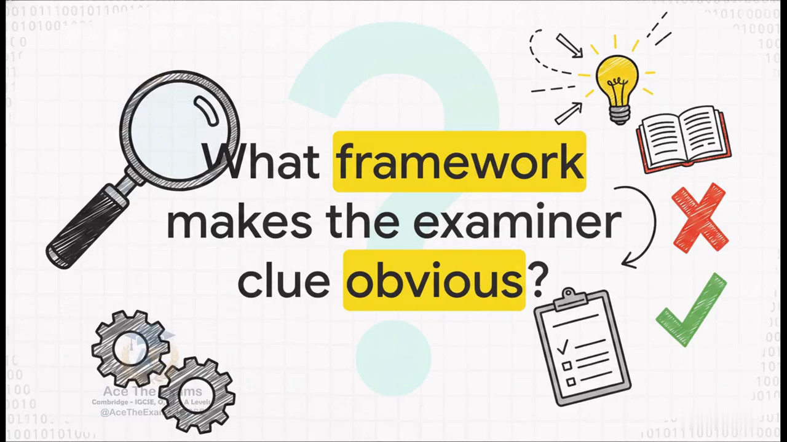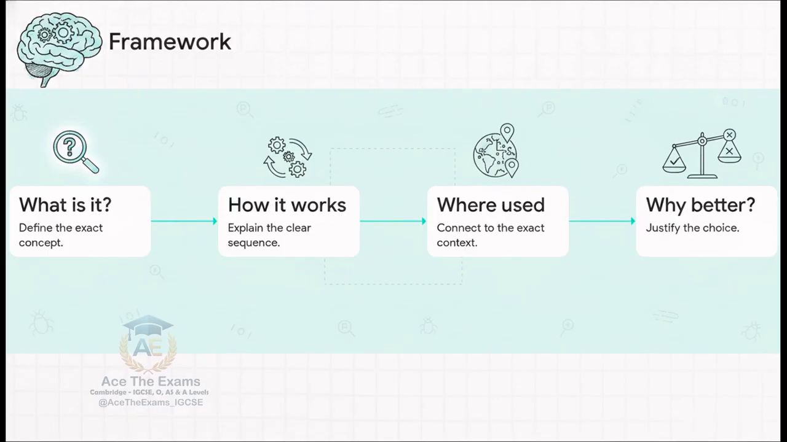You need a system. So the crucial point is this 4-step high-mark framework. Think of it as your ultra-reliable memory structure. Whenever you're studying a concept like parity, you need to force yourself to answer these 4 prompts out loud. Number 1, what is it? Number 2, how does it work sequentially? Number 3, where is it used in the real world? And number 4, why is it better or worse than an alternative?